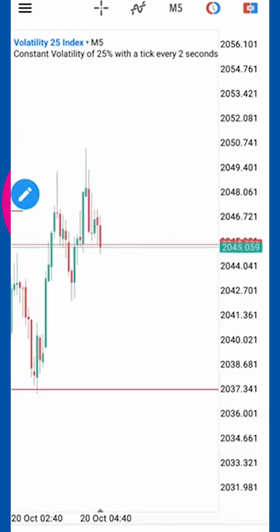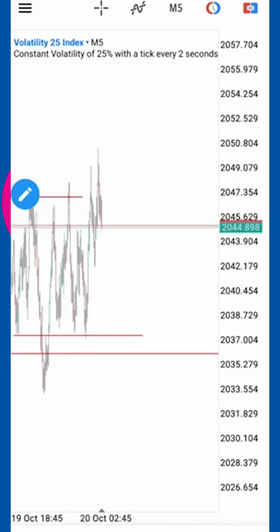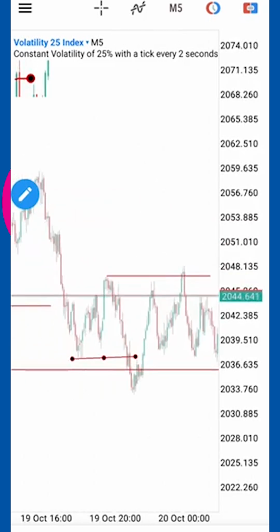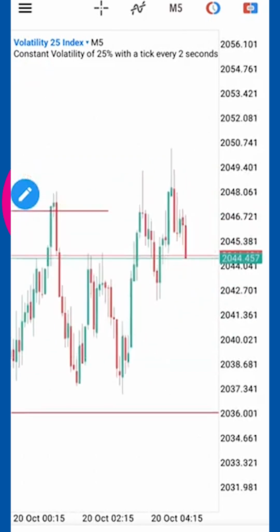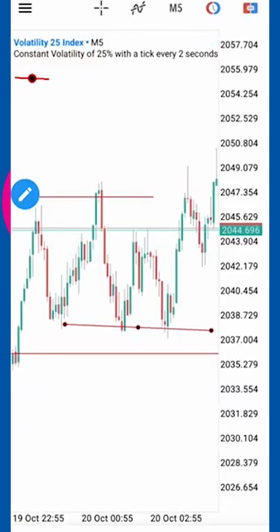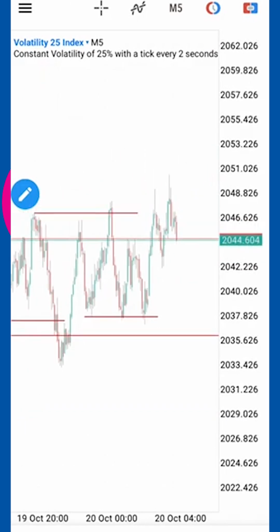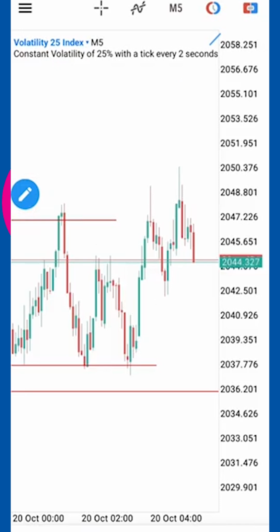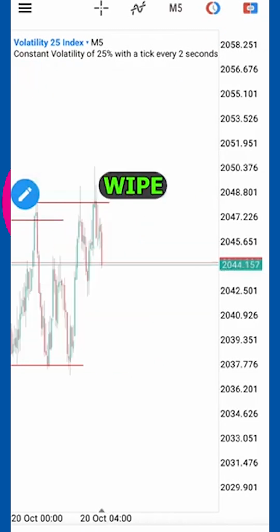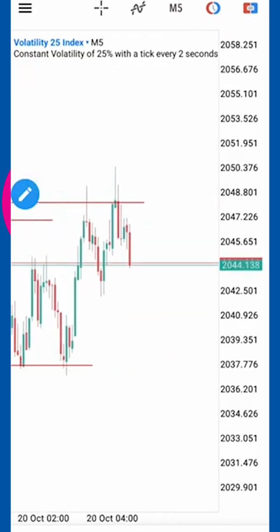If you've been watching my videos, you know it has to return back into the range, hit some sort of interest point, and then continue shooting up. So it gave us a nice clean wipe right there, and after it gave us a wipe, it went up again but did not break structure. It gave us another wipe, which gives you some doubt.